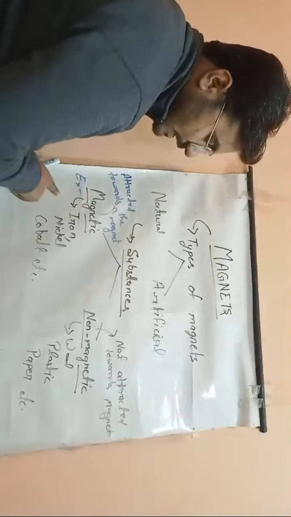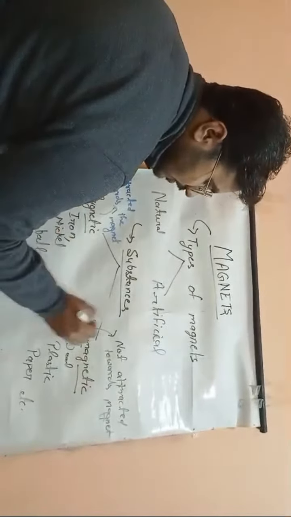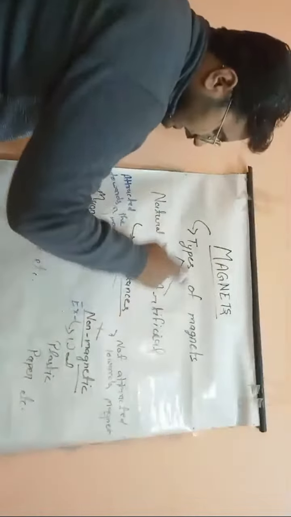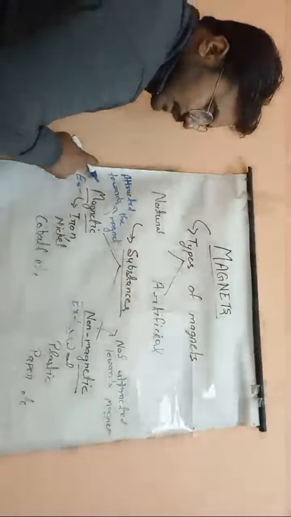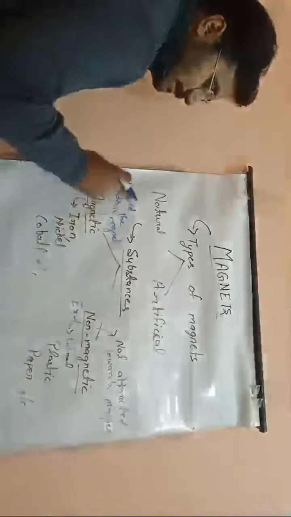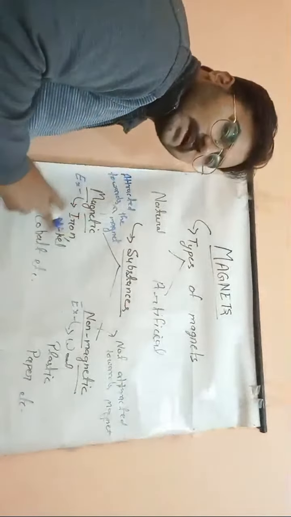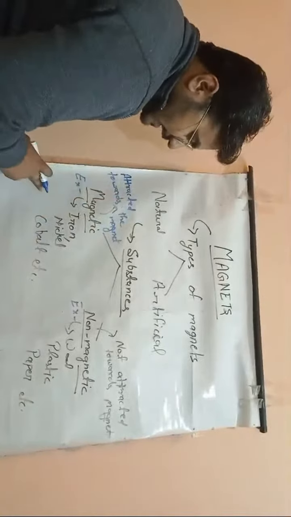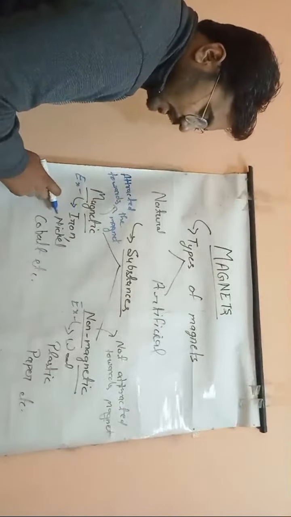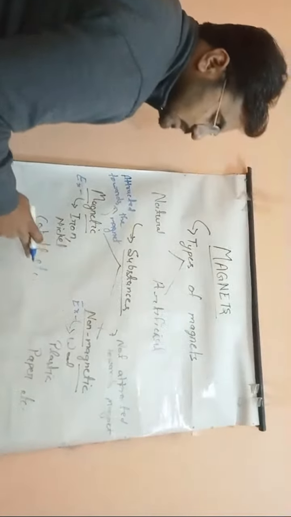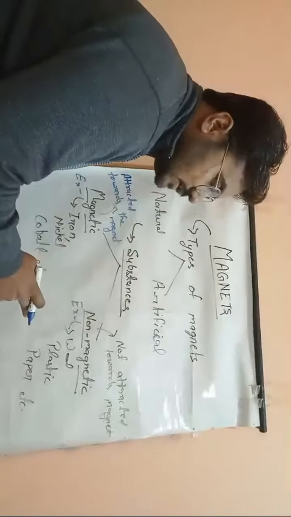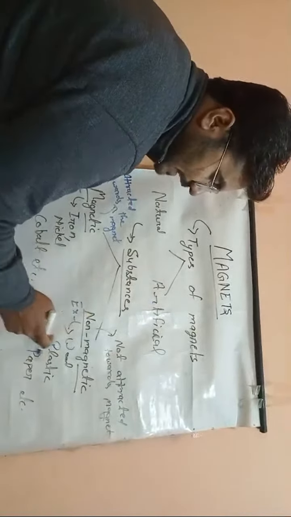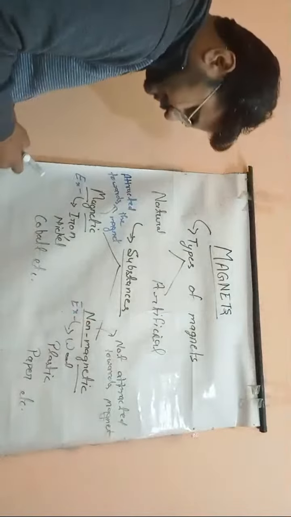Here are examples of magnetic substances. Here are examples of non-magnetic substances. Types of magnet: natural magnet, artificial magnet. Types of substances: magnetic substances, non-magnetic substances. Magnetic substances are the substances that are attracted towards the magnet or by the magnet. For example, iron, nickel, cobalt. Non-magnetic substances are those that are not attracted towards the magnet. Examples: wood, plastic, paper, etc.